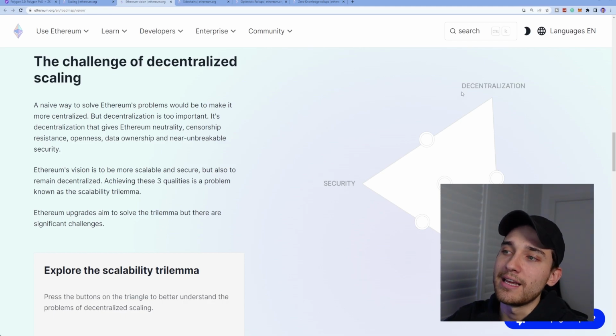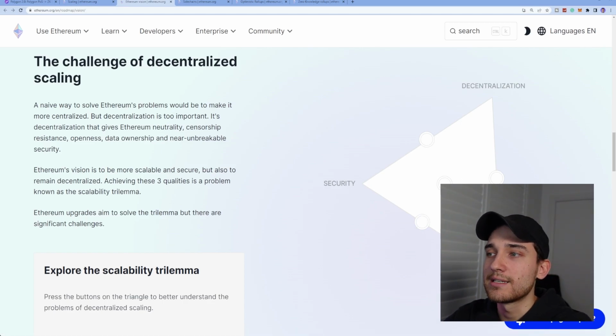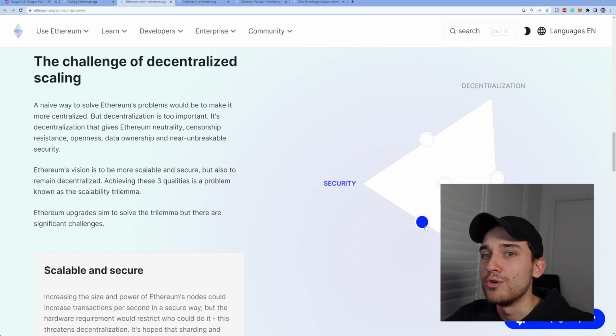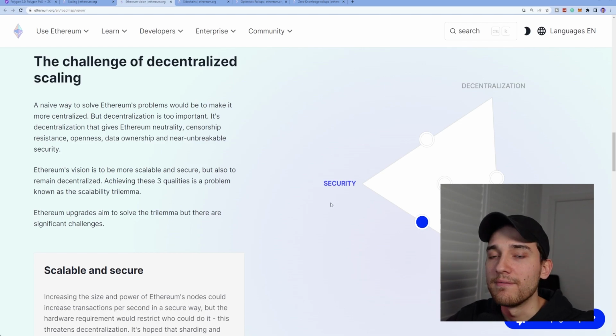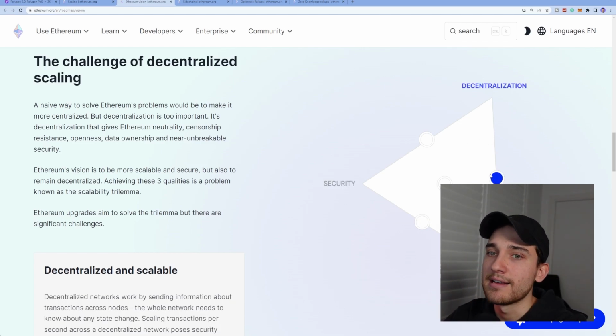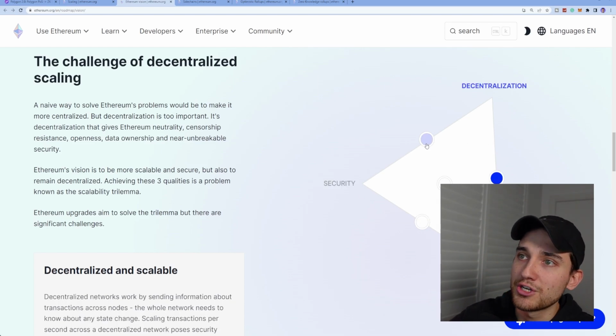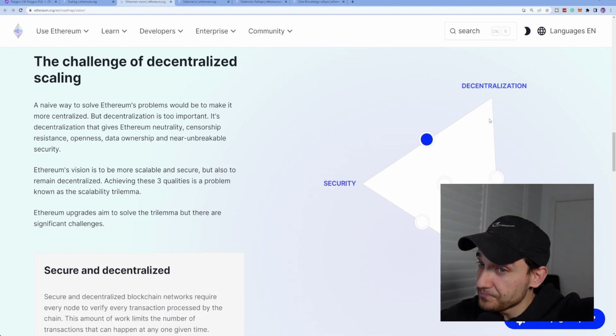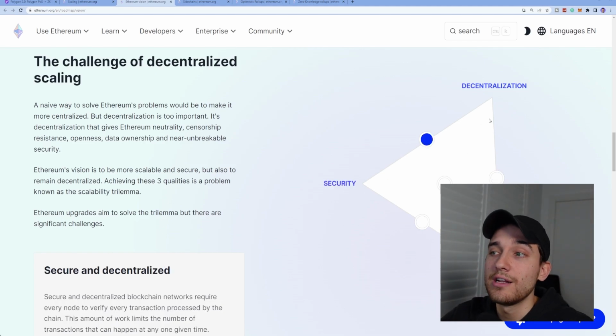So what this means is, in order to increase scalability, you might need to sacrifice some level of security, or you might need to sacrifice some level of decentralization, or you might need to have a secure and decentralized network that isn't scalable, which is kind of what Ethereum is right now.